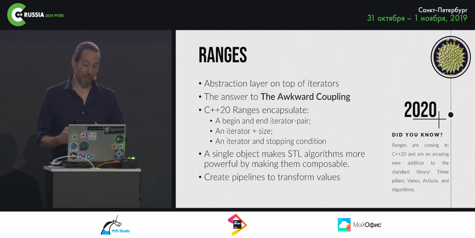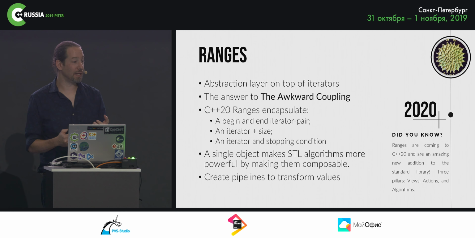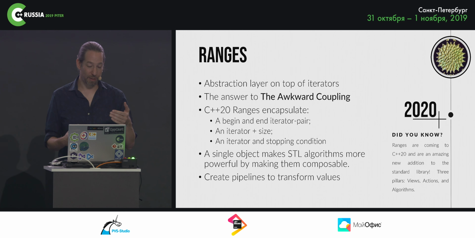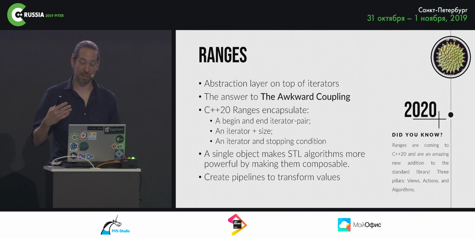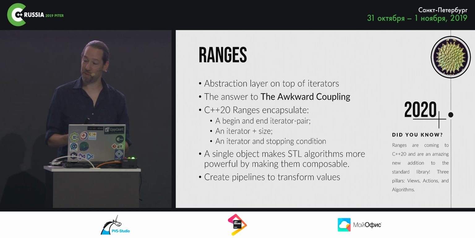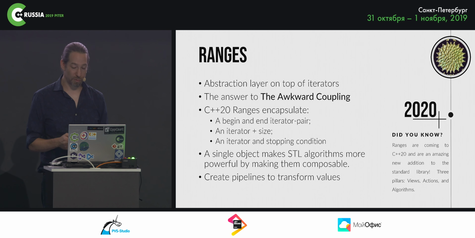And they allow us to encapsulate a begin iterator and an end iterator, or maybe a begin iterator and a size, or an iterator and some kind of stopping condition, into a single object, which we can manipulate as a single object. And it allows a lot of the STL algorithms to become composable, and we could create pipelines, and there are many excellent talks and papers that show how to use ranges.